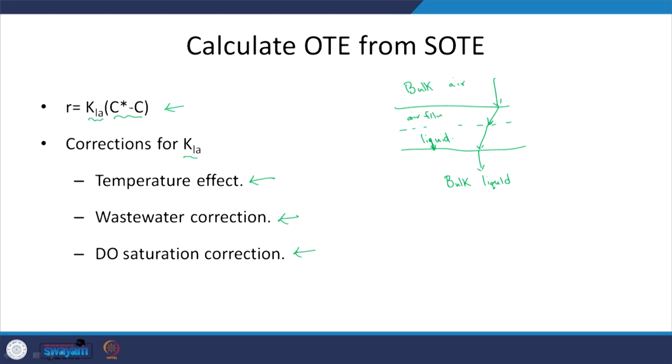As you can see, C star is the concentration at equilibrium, and C is the current concentration of dissolved oxygen in the water. So, that is how you can understand it.